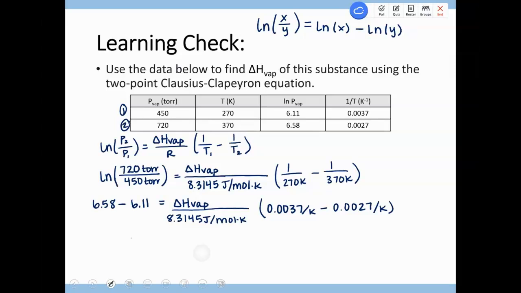All right, so simplifying the left side, we have 0.47 torr is equal to delta H of vaporization times this value, 0.0037 minus 0.0027, divided by 8.314. Our goal with solving this equation is to get our variable on its own. So I'm simplifying all the values on the right, all the values on the left.